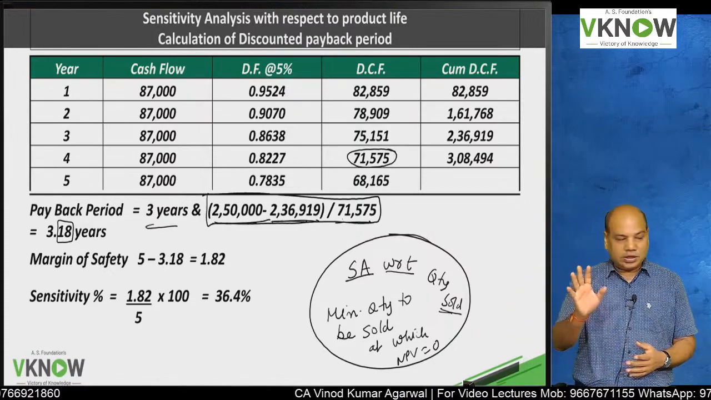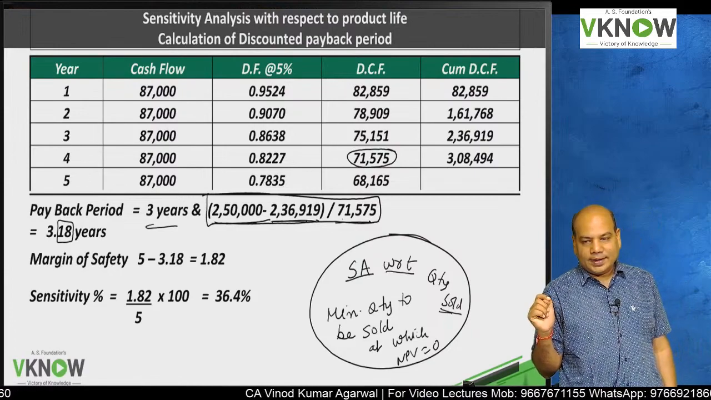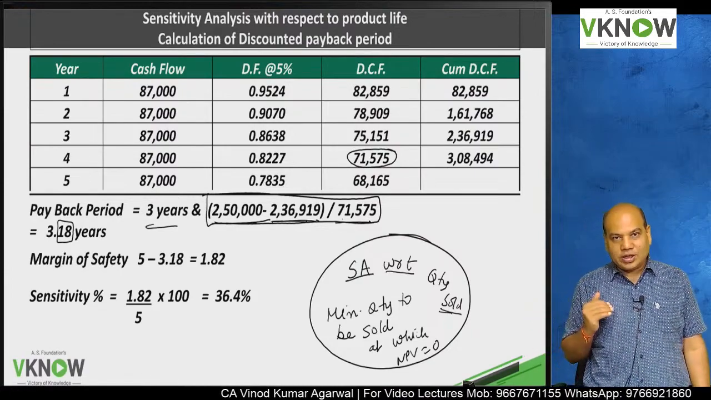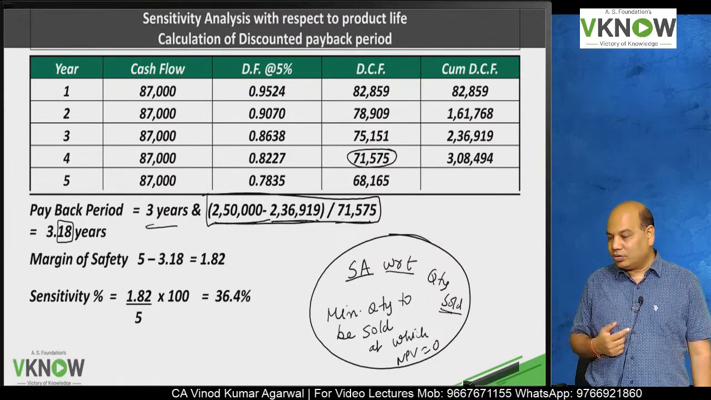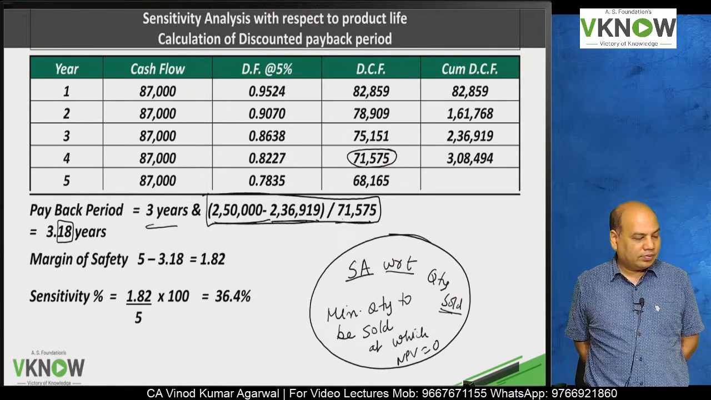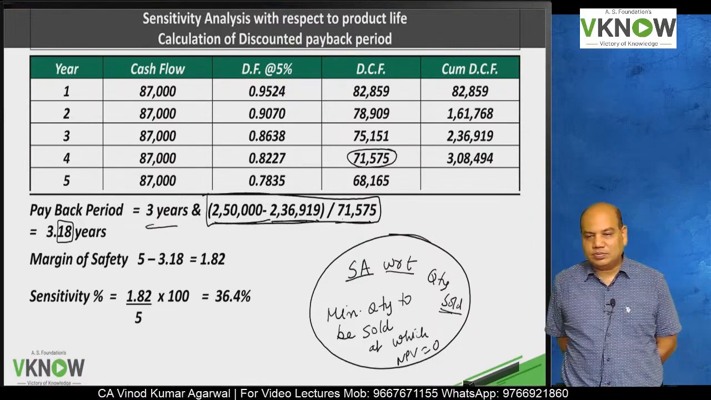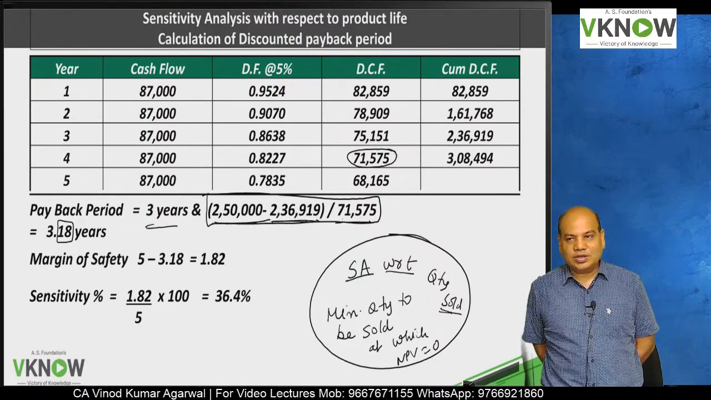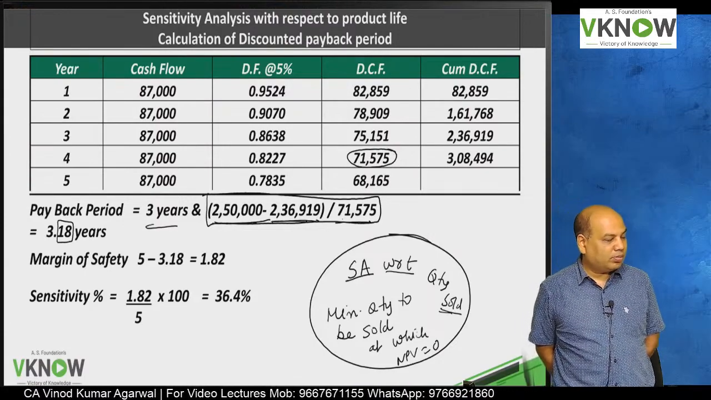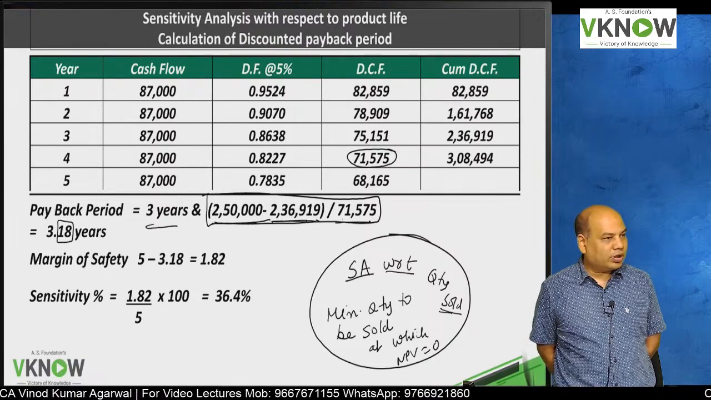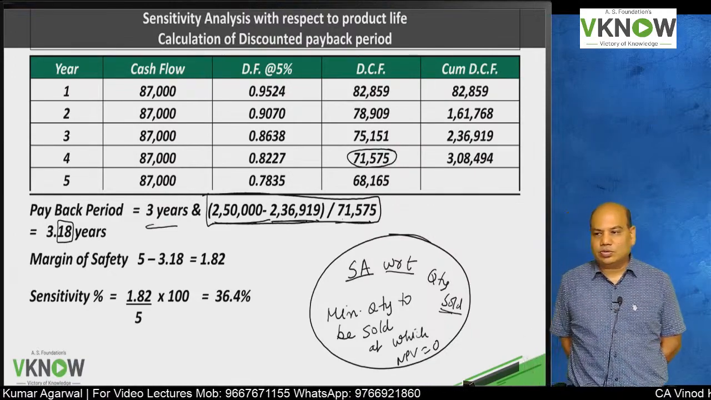The answer is not 10,000. 10,000 gives you positive NPV. I want something lower than 10,000 quantity at which NPV will be 0. Please try. I'll wait. You need to try yourself. Take a page, paper, pencil, calculator and try. What is the minimum quantity to be sold at which NPV will be equal to 0?